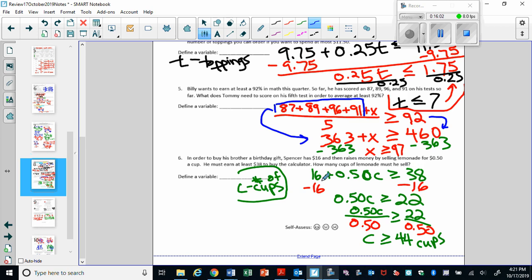Number 6, you set up 16 plus 50 cents times c. It's greater than or equal to 38. Subtract 16 on both sides. 0.50 c is greater than or equal to 22. Divide both sides by 0.50. 44 cups.